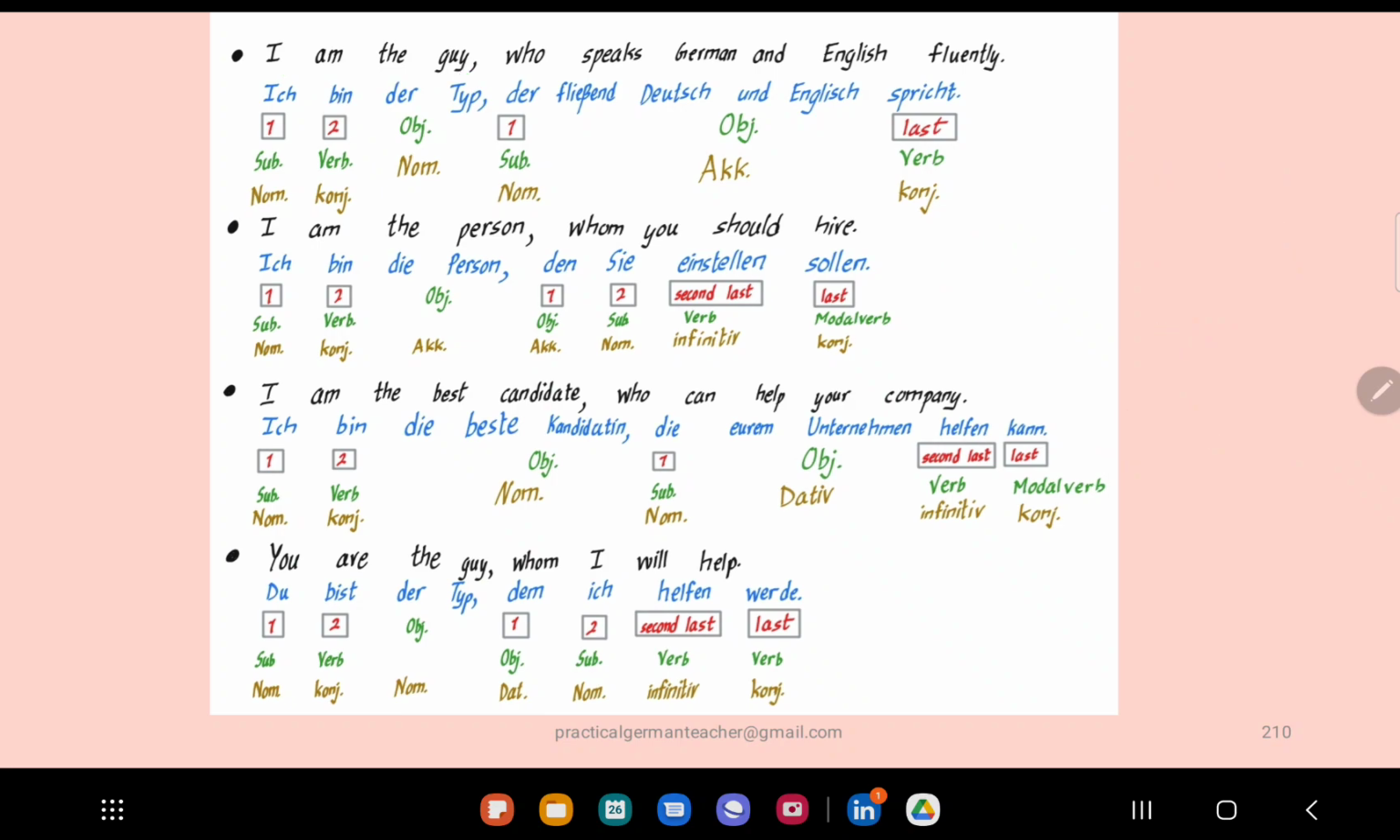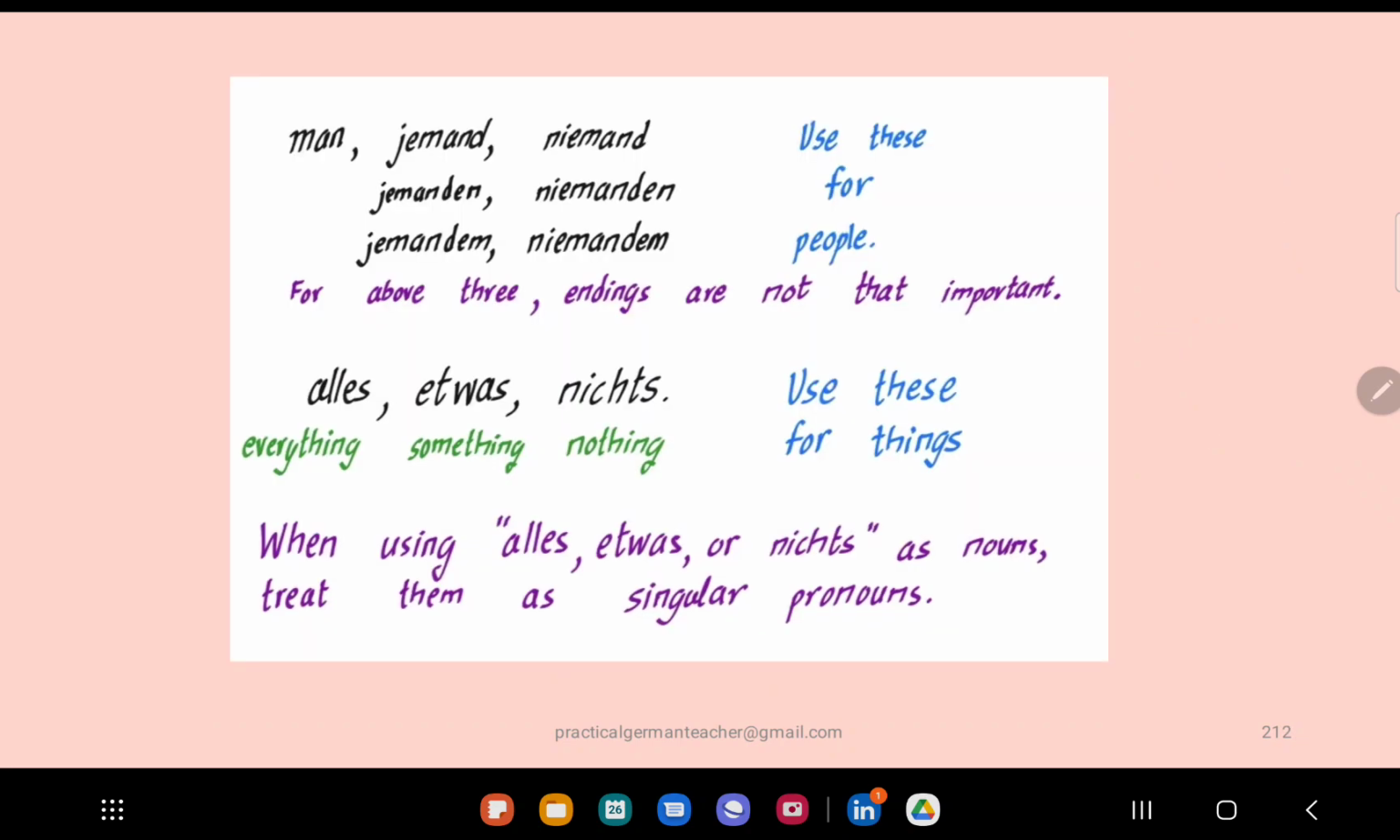Okay, I hope you could follow. Special pronouns, I think you know this already. So: man, jemand, niemand. Man means one. You say one must do this, one must not do that. Someone, no one. Now, these are nominative cases, but you also have accusative and dative cases for jemand, niemand.